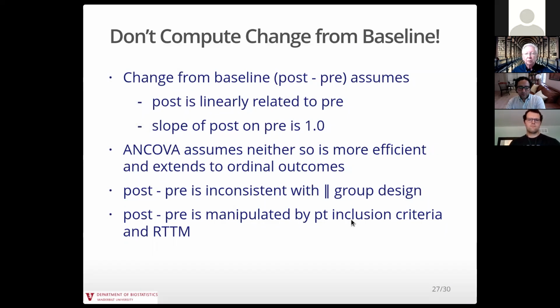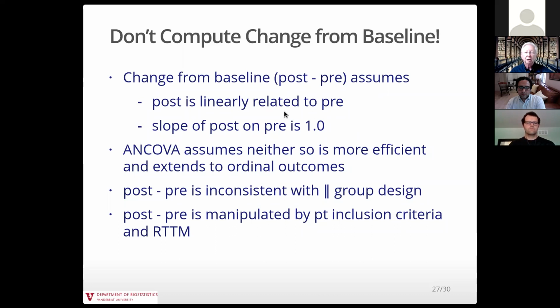And then this is kind of a side sermon: don't compute change from baseline. So if you find yourself in a parallel group study ever computing change from baseline, heaven forbid you would actually use it in a statistical test, but just the act of computing it means you don't understand regression to the mean, you don't understand measurement error, you don't really understand what a parallel group design means. So if you're going to use change from baseline, which is the post minus the pre-treatment measure, there's a lot of assumptions that have to be true before you would even feel halfway good about using that difference.